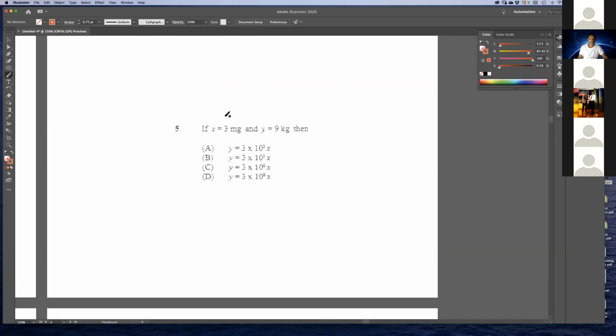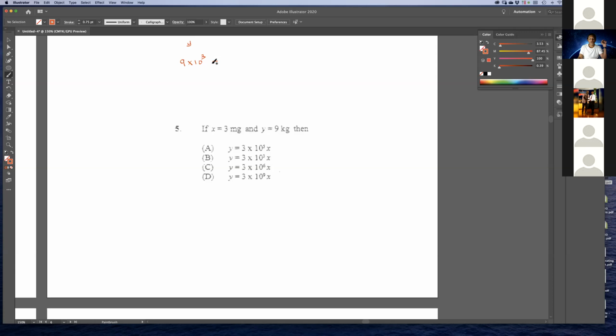This one is interesting, where we want to express milligrams and kilograms. Like Y is 9 kilograms. I can write the value for Y: 9 kilograms is 9 by 10 to the 3 grams. That's 9 kilograms, that's Y.